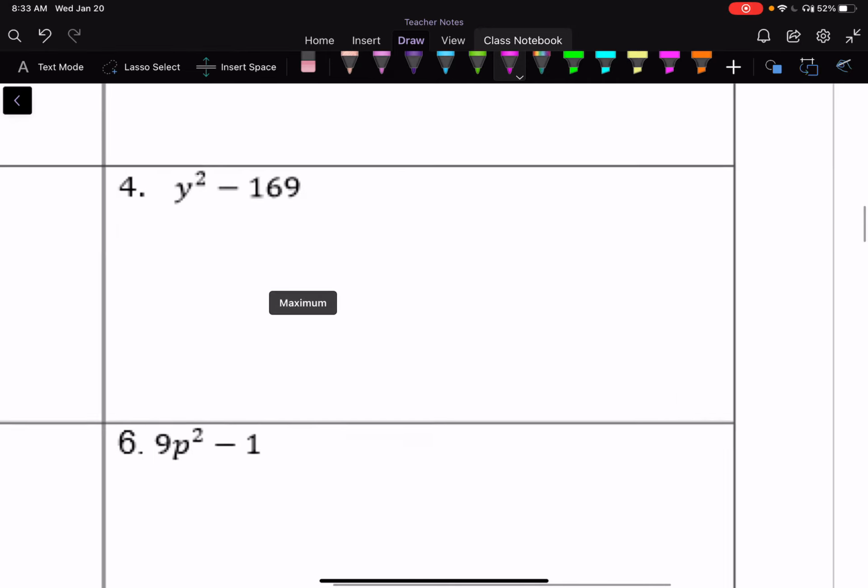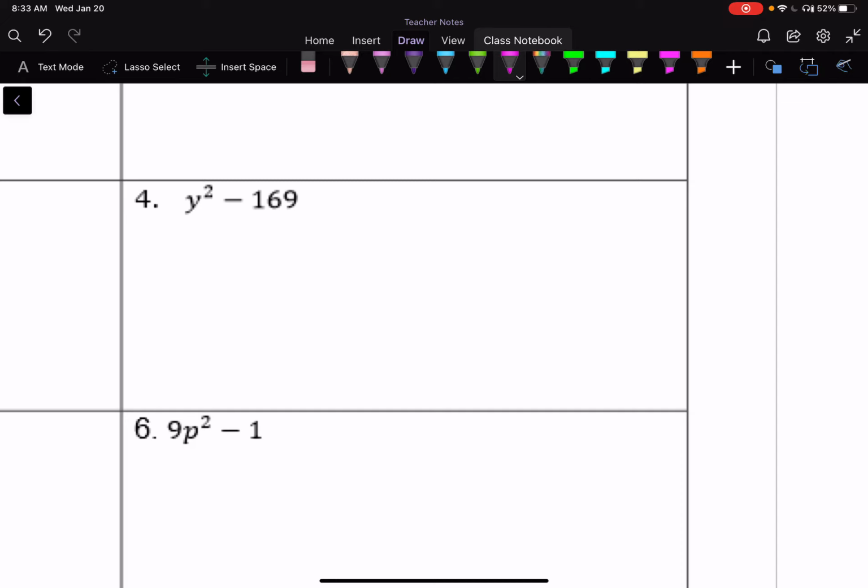All right, for number 4, we're going to check to see if there's a minus in the middle, which there is. And then I will identify my square roots. The square root of 169 is 13. And now we can put it into the dots form. So it's y plus 13 and y minus 13.